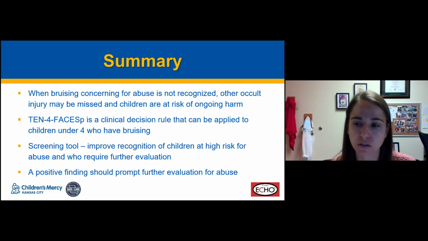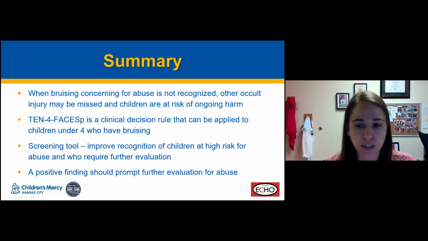The take home importance of this tool is that it's the first validated clinical decision rule to help improve recognition of physical abuse in young children with bruising. And so I encourage everyone to use this. The 10-4 FACESp is a useful clinical decision tool that can be applied really easily in the clinical setting and has demonstrated high sensitivity for detecting bruising concerning for abuse. I think it can be really helpful for providers to use this to objectively evaluate bruising and recognize bruising that is concerning for abuse and that needs further evaluation.